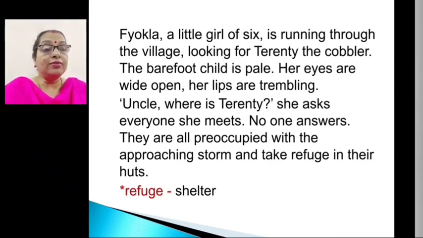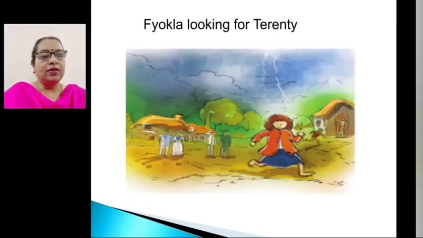How old is Foykla? She is 6 years old. What is she doing? She is running through the village looking for Terenti the cobbler. And she is barefooted. She is not wearing any shoes. Her eyes are wide open. Her lips are trembling. What does it tell you? It tells you that she is very tense. And she asks everyone about Terenti, but nobody is answering her. They are all worried about the approaching storm, and they take shelter in their huts. Here you can see Foykla looking for Terenti.